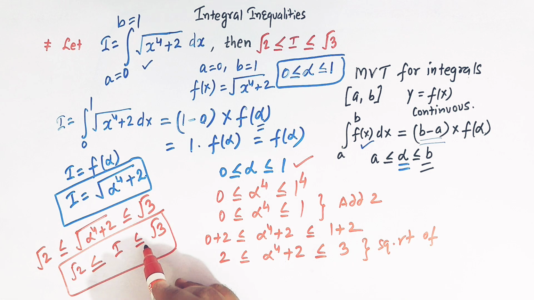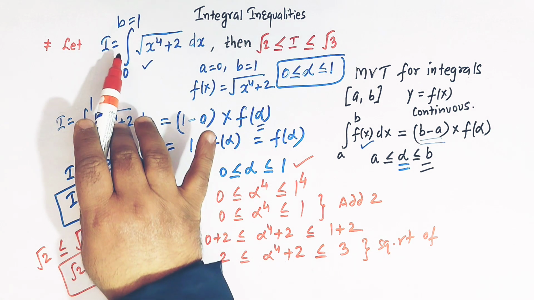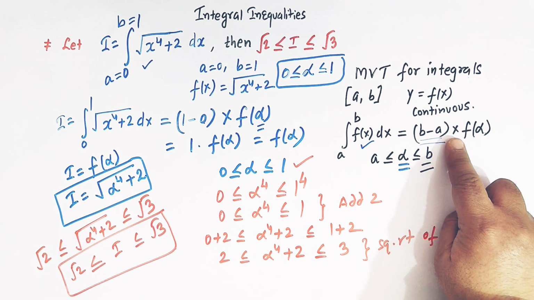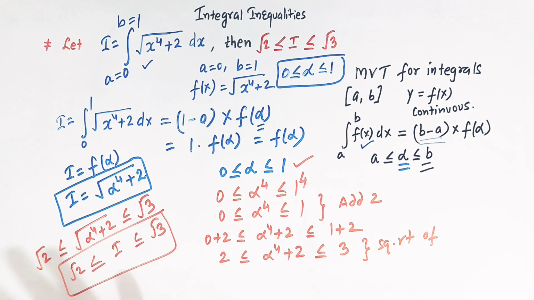So this inequality suggests that the value of this integral I lies between square root of 2 and square root of 3. So this is how, by making use of the mean value theorem for integrals, we can solve these kinds of problems related to integral inequalities.